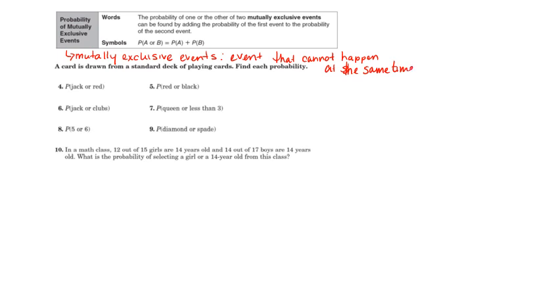Okay, so for instance, let's say I'm going to flip a coin. What's the probability of getting heads or tails? I can't get heads and tails at the same time. Either when I flip the coin, I'm going to get heads or I'm going to get tails. So in that case, we would add those together.